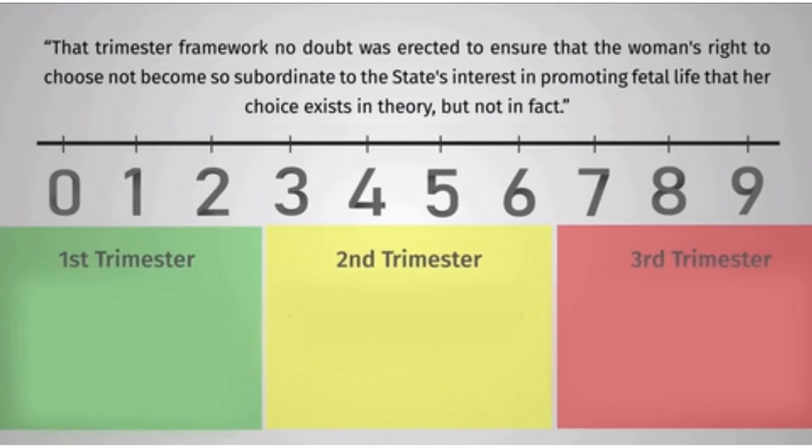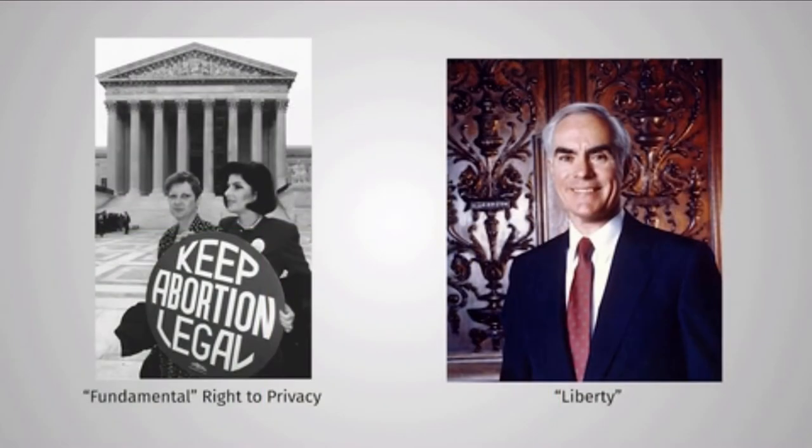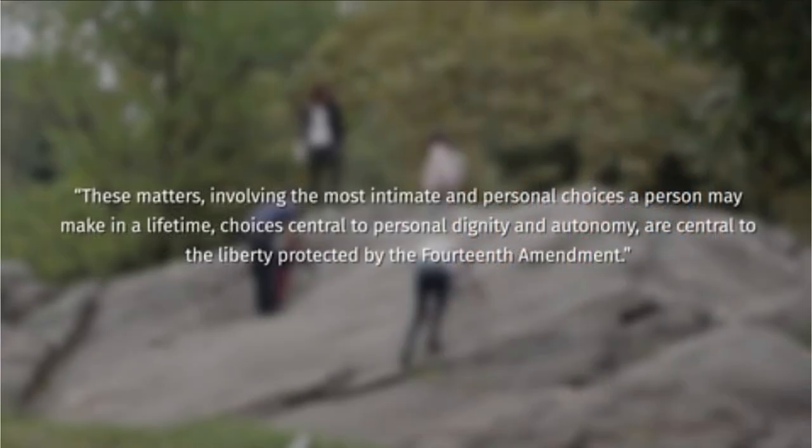Second, the plurality described the right to an abortion in a very different fashion than did Roe, and instead of focusing on a fundamental right to privacy as Roe did, the joint opinion focused on liberty. And they said our precedents have respected the private realm of family life which the state cannot enter. That these matters involving the most intimate and personal choices a person may make in a lifetime, choices central to personal dignity and autonomy, are central to the liberty protected by the 14th Amendment.